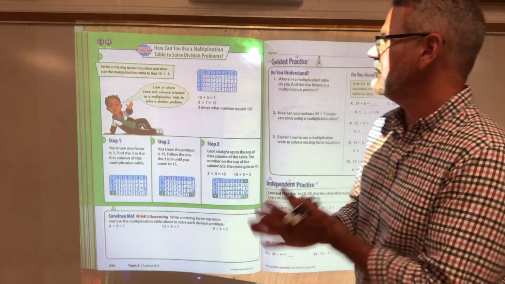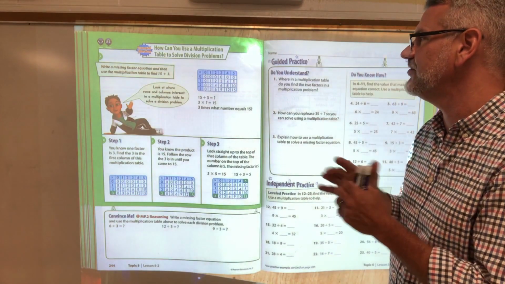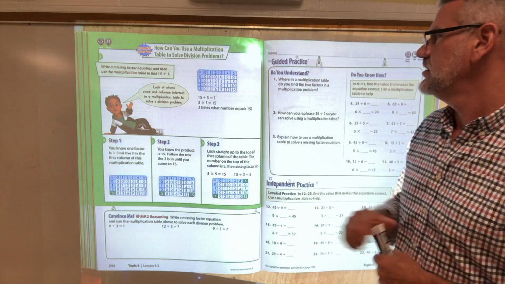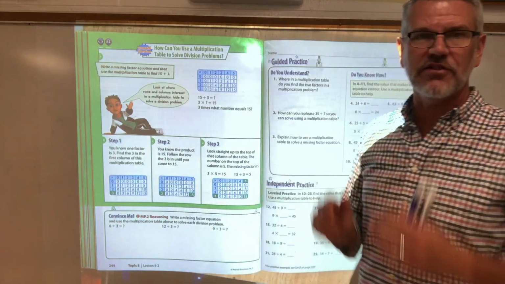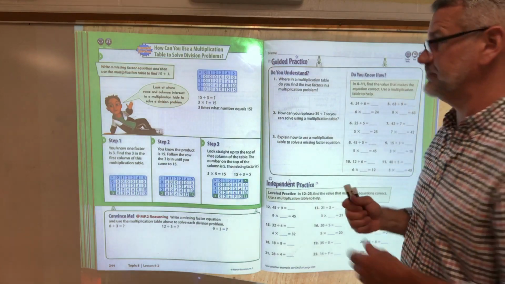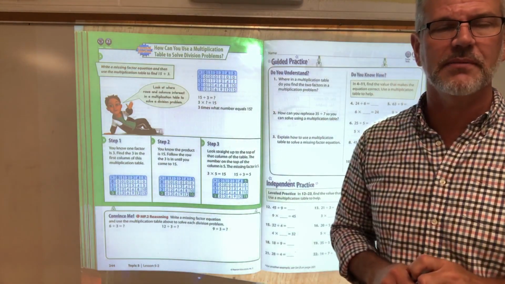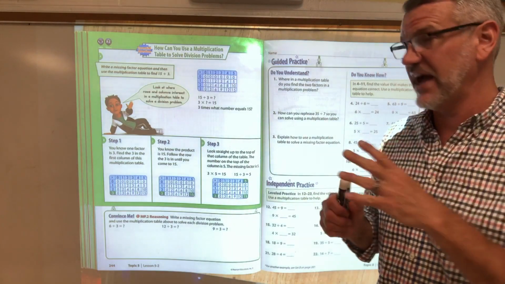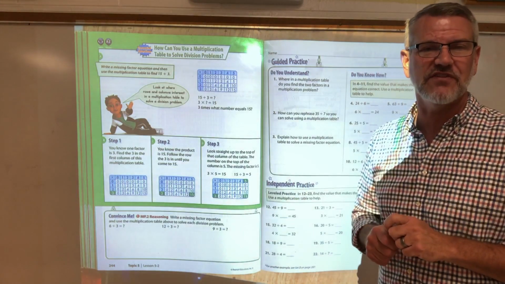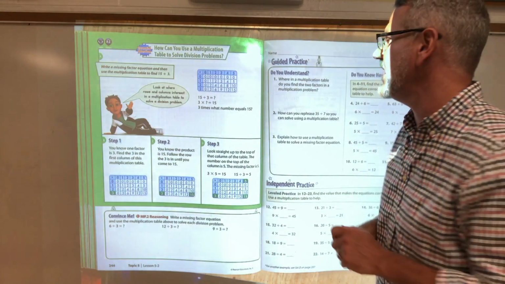All right, so write a missing factor equation and then use the multiplication table to find 15 divided by 3. So to find 15 divided by 3, we have to think 3 times what equals 15. Because you have to use this to get division. It's not set up to show you a division fact. It's set up to show you multiplication facts.